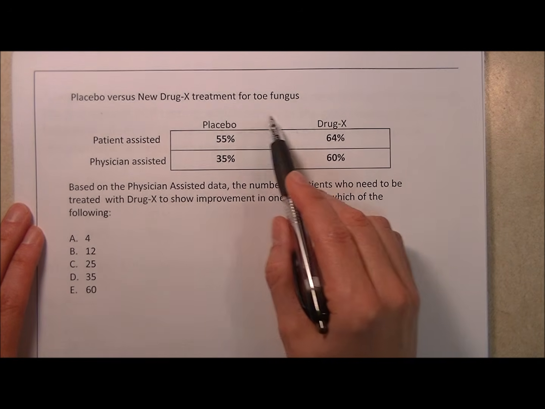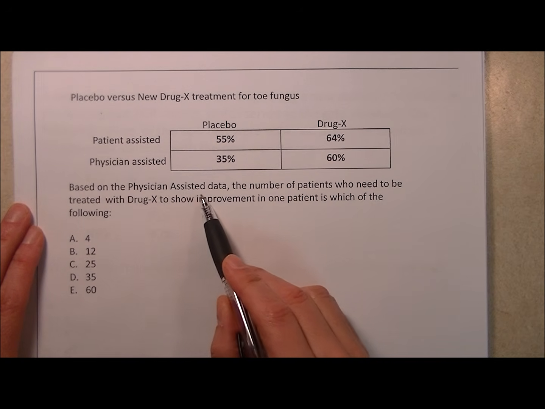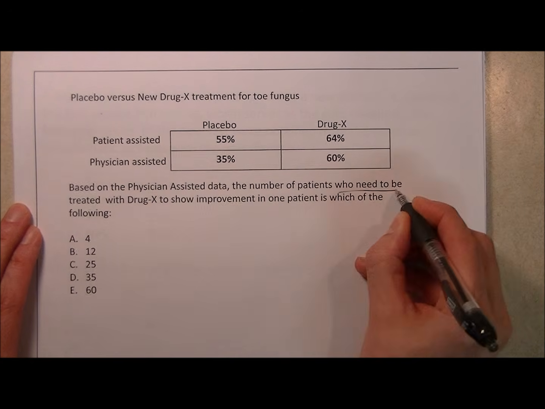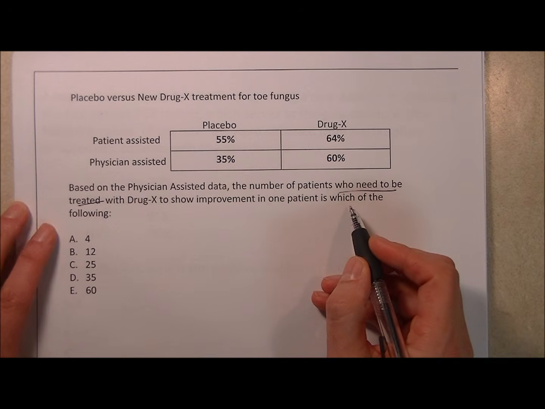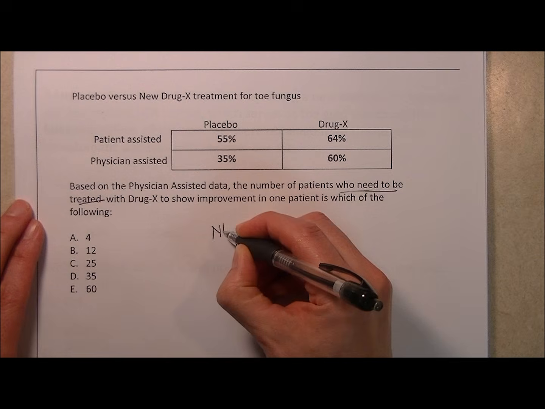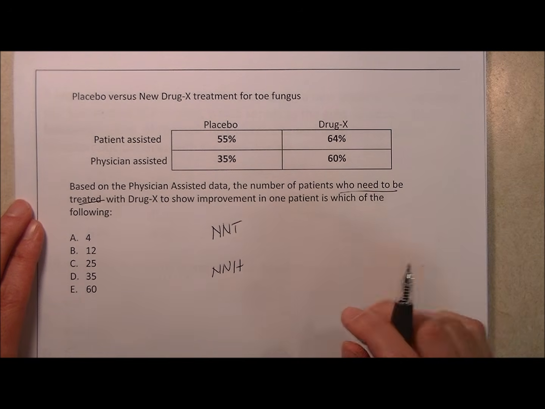It says placebo versus new drug X, blah, blah, blah, a 2x2 table. Based on the physician-assisted data, the number of patients who need to be treated with drug X to show improvement in one patient is which of the following. So what they're asking is the number needed to treat. Okay, and you always see the number needed to treat or number needed to harm. For our purposes, just think of them as the same thing.